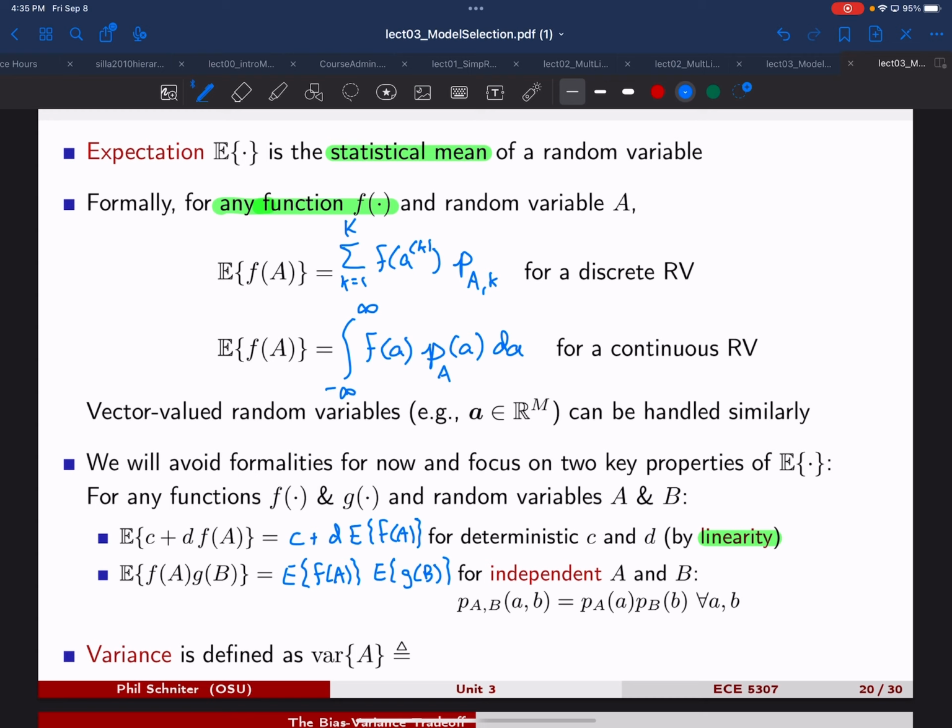Often in a derivation, that will lead to a great simplification, because then you can attack each of these individually, and that is a lot simpler than trying to figure out what's happening with this crazy combination of all these random variables together. This happens if and only if they are independent. If they're not independent, you can't use this property.